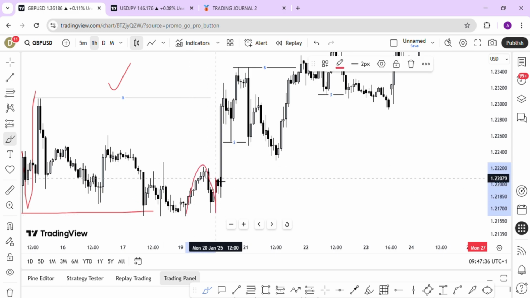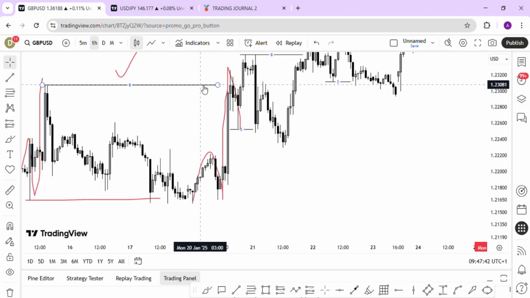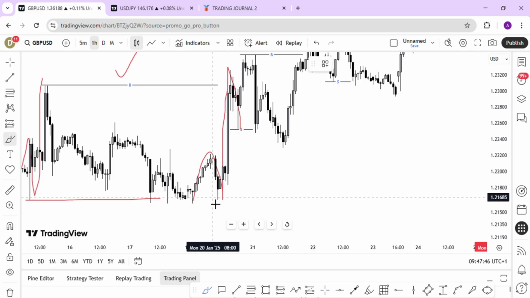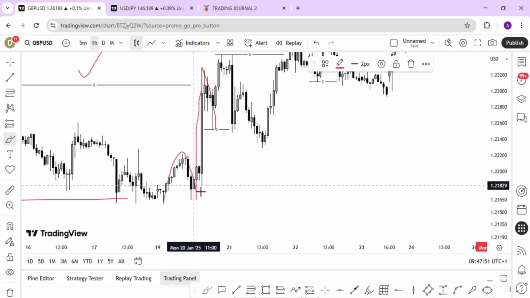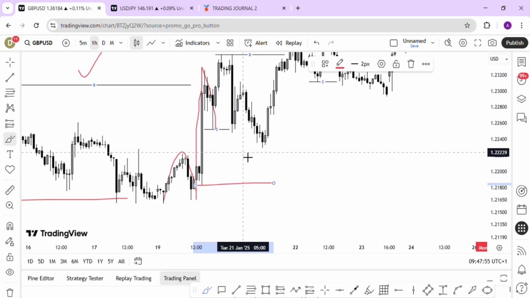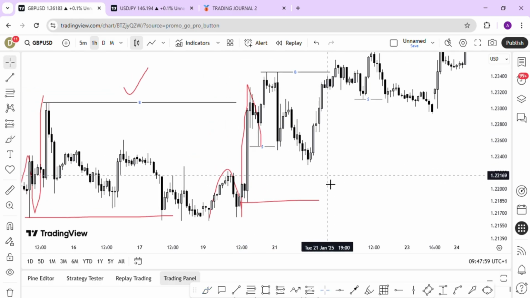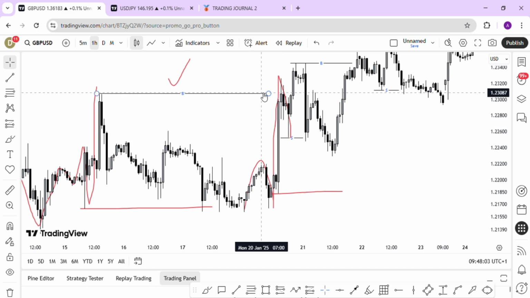Impulse, correction, impulse, correction. So now, when the market broke this structure, this is our what? Our last pullback. This level. There is a valid pullback here. Yes, this level. But we are expecting the pullback to come back. This serves as our what? As our last pullback before the break of structure happened.